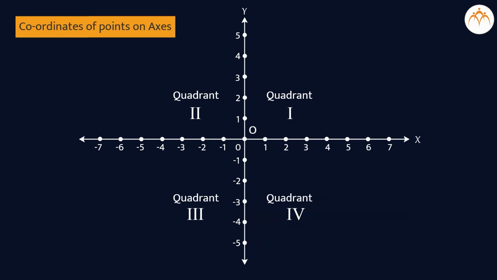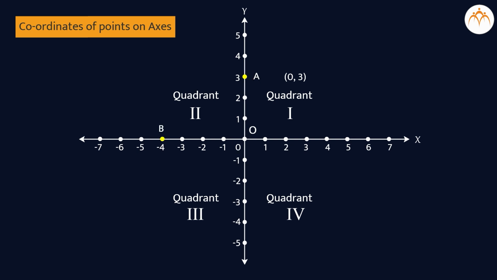Coordinates of points on the axis. In the figure, point A is on the y-axis. The x-coordinate of point A is its distance from the y-axis. The x-coordinate of point A is 0 because its distance from the y-axis is 0. The y-coordinate of point A is 3 as its distance from the x-axis is 3 units. Therefore, the coordinates of point A are (0, 3).